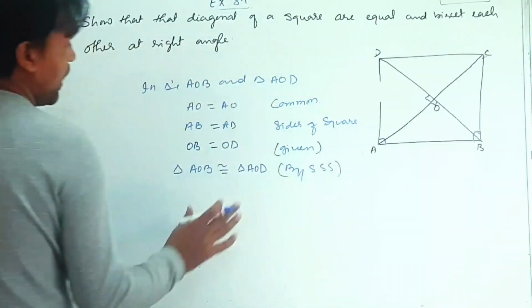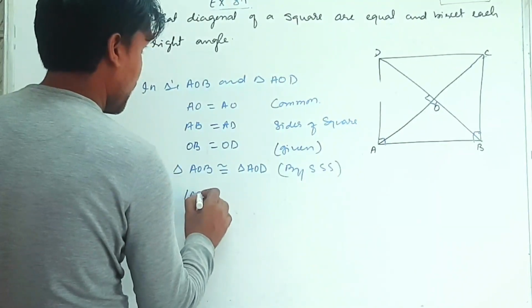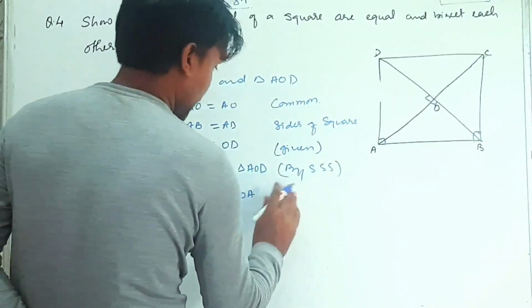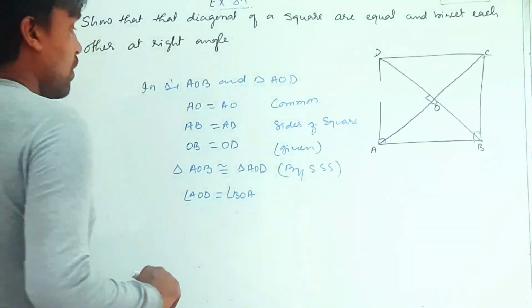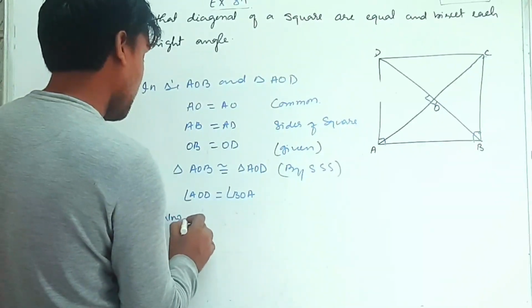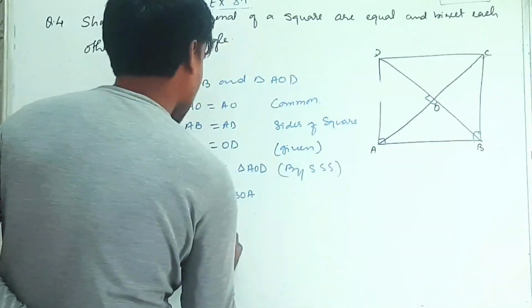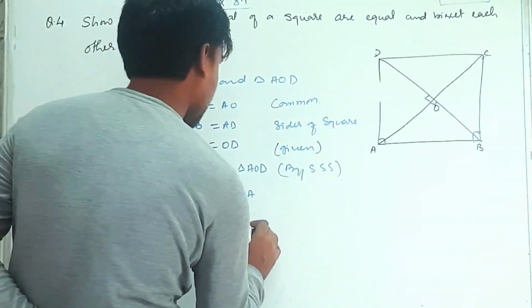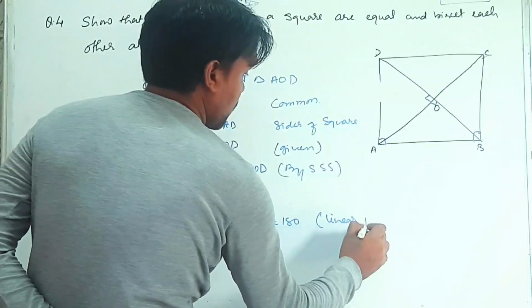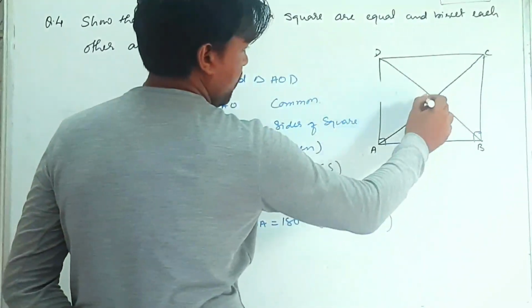By which congruency property? SSS. If they are congruent, then surely angle AOD will be equal to angle BOA. This one has to be equal. Next, if I add angle AOD and angle AOB, it will give us 180 degrees. Why? Linear pair. The sum of these two angles will be equal to 180 degrees.